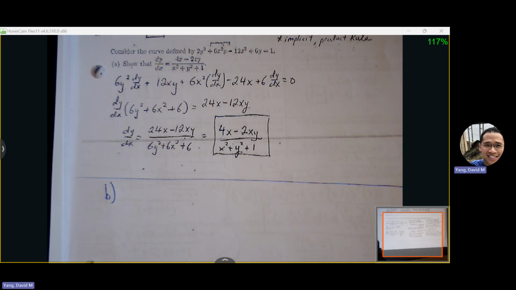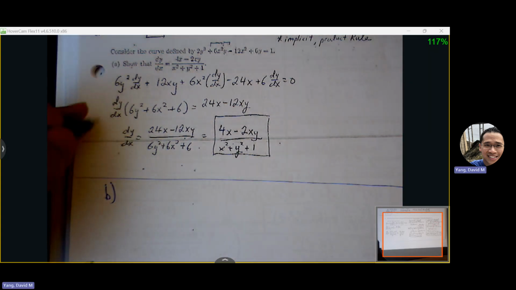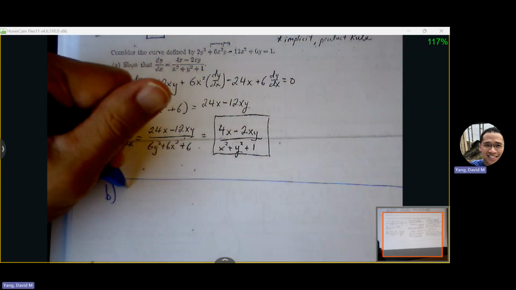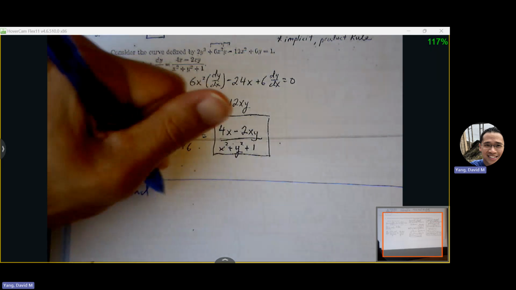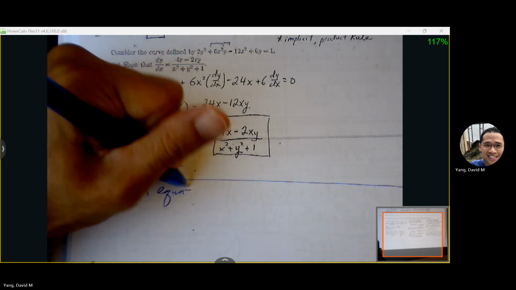Any questions? I want to do a part B for this problem here. How would you do this? Find the equation of the tangent line.